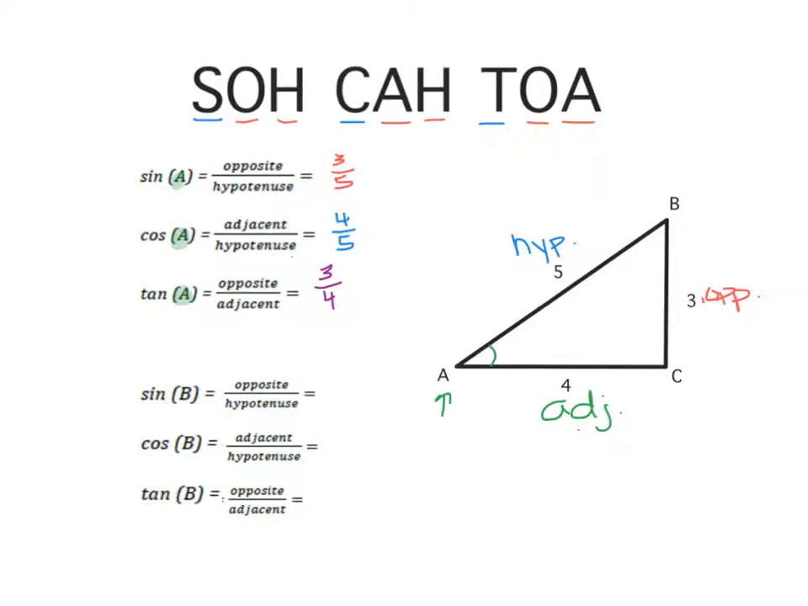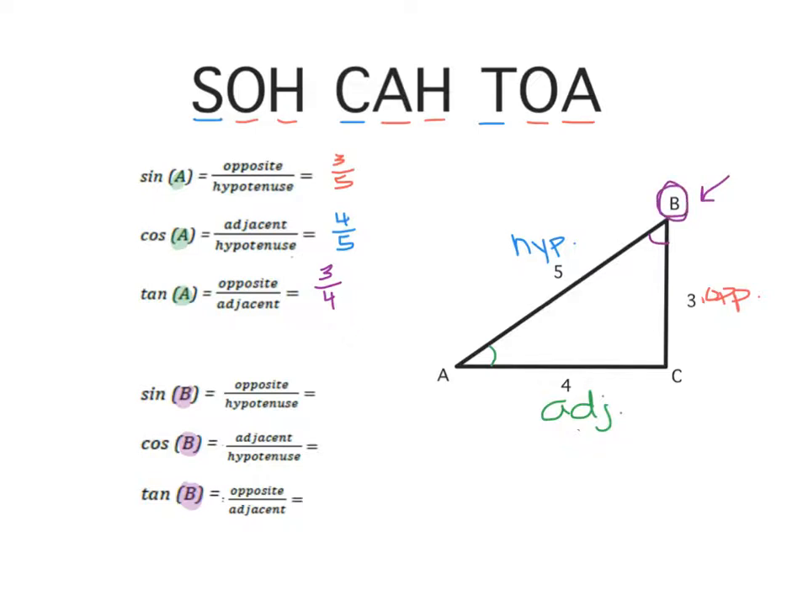Now, that was all sine, cosine, and tangent for angle A. But now things are going to change for us because let's actually shift off of angle A and let's look at angle B. So we are no longer interested in angle A. There we go. Now I'm interested in angle B, this angle right here.